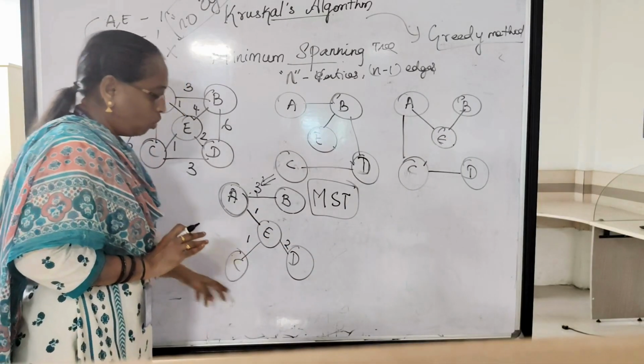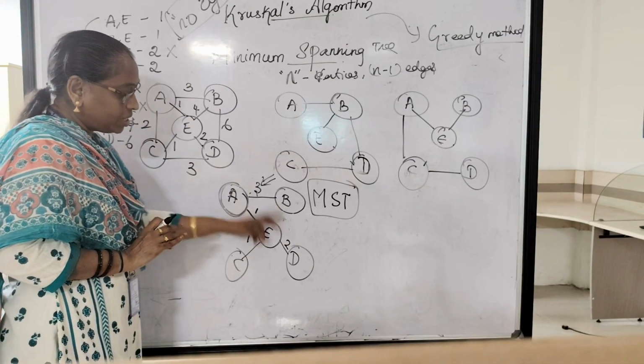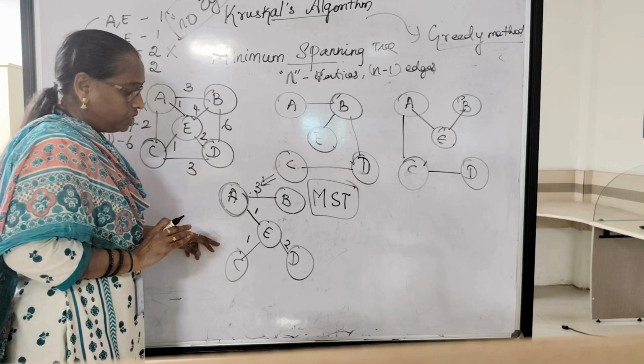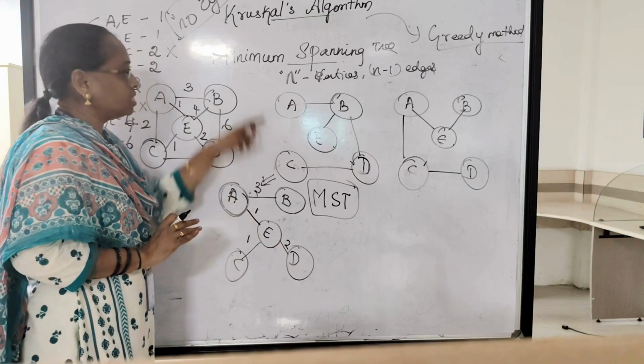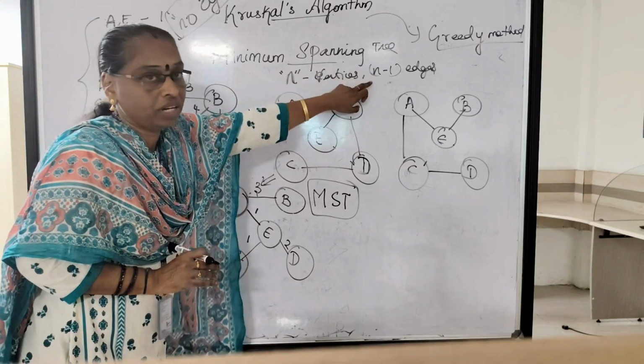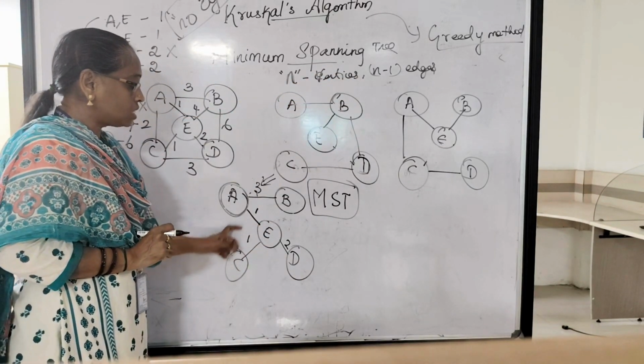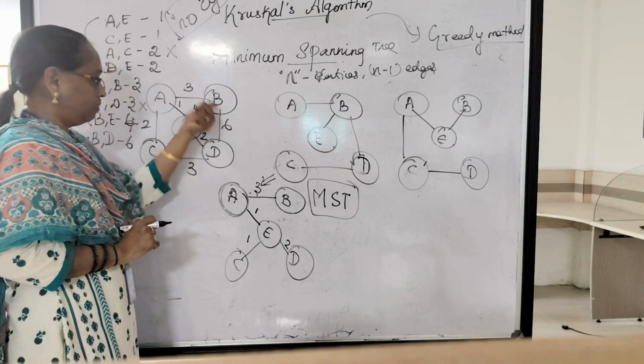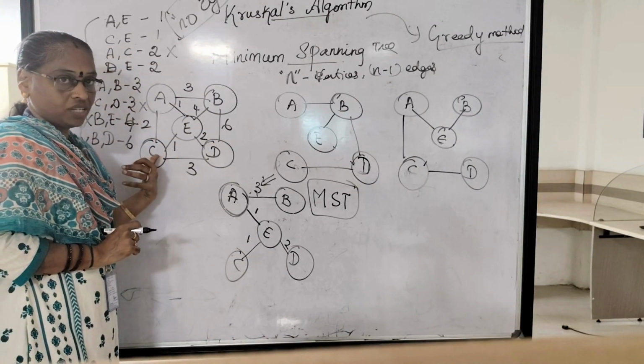Now this is the output I am getting. For connecting all 5 vertices, I need 4 edges. As I told, n vertices means n minus 1 edges, and that too with the least cost. In total, 7 is the cost for connecting all these vertices.